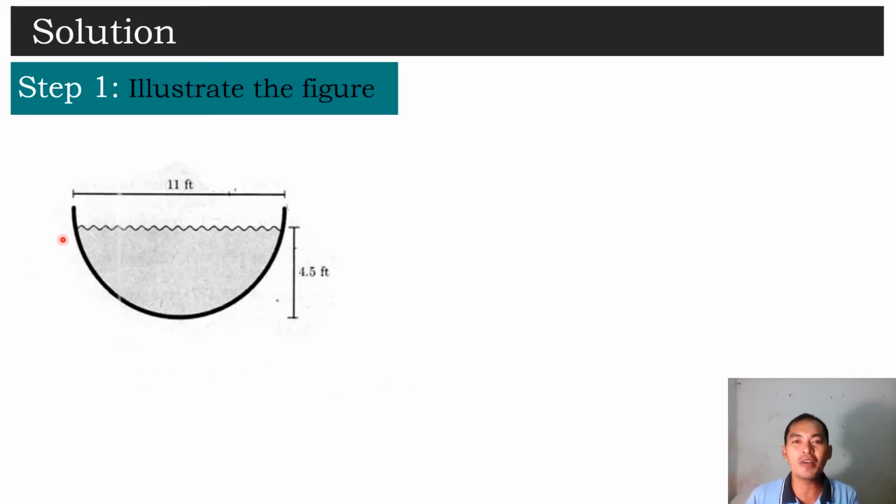Okay, so ito yung waterway ng theme park. Then, lalagyan niya ng boat. Sabi doon, ang tubig na ilalagay dyan ay 4.5 feet. And the diameter of that semicircular waterway is 11 feet. Therefore, the radius is 5.5 because the diameter is twice the radius. What will you do to 11? You divide it by 2. 11 divided by 2 is 5.5.